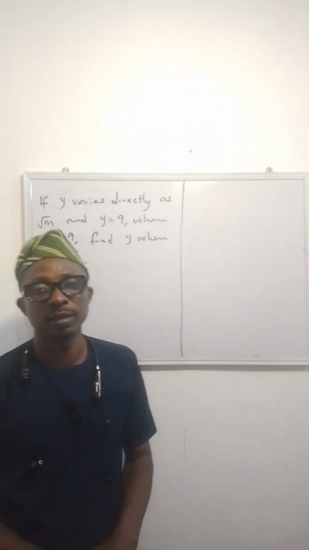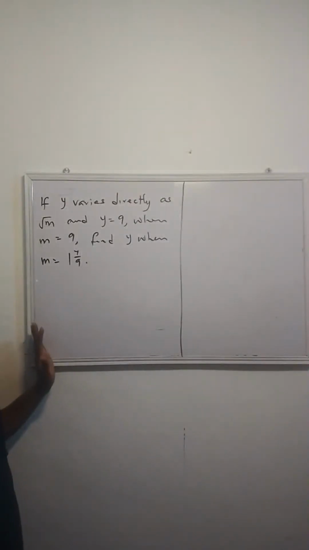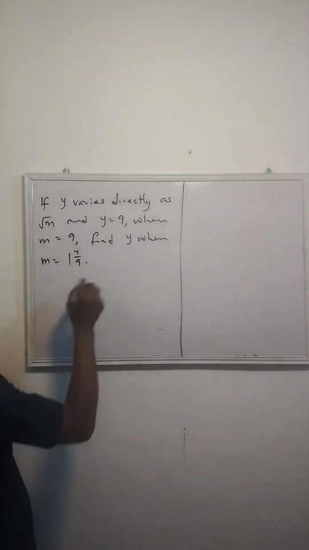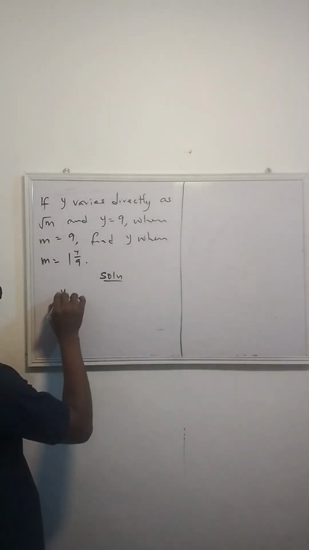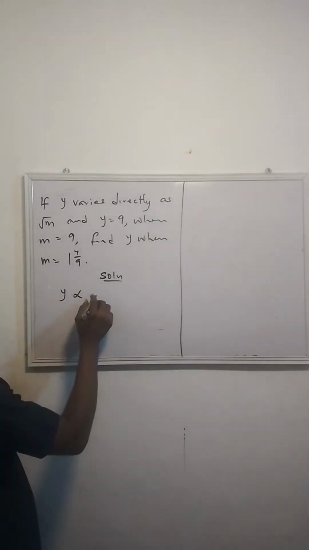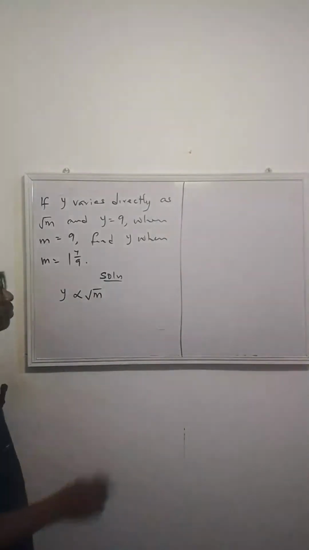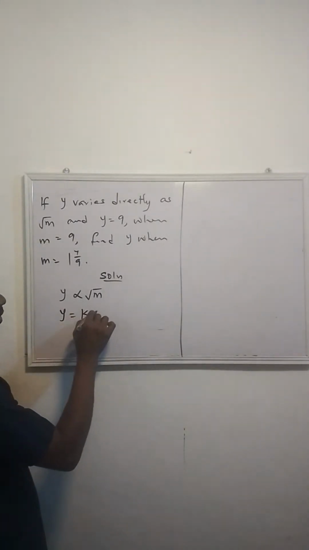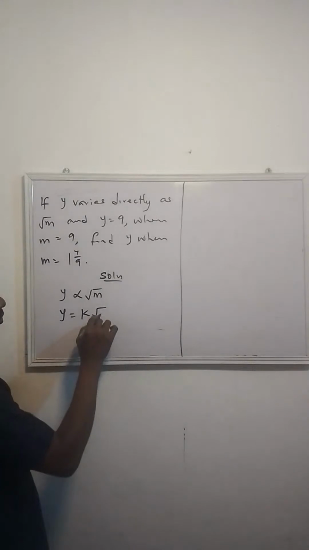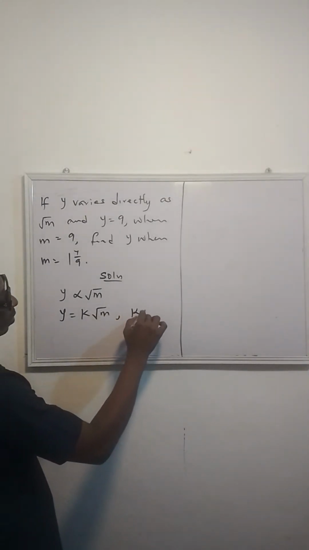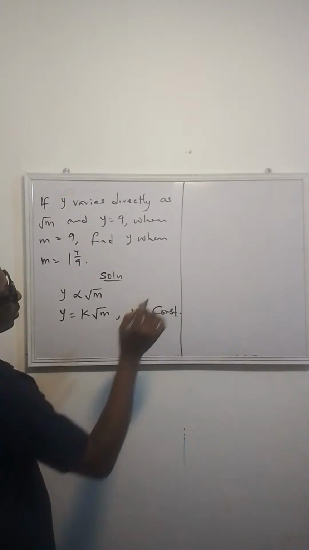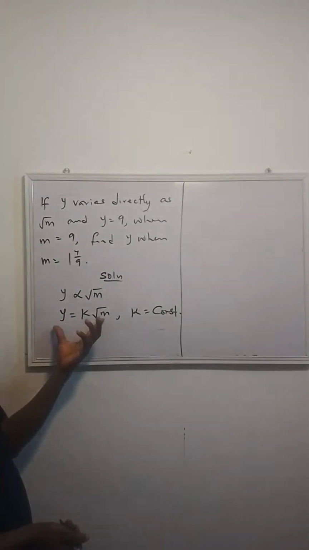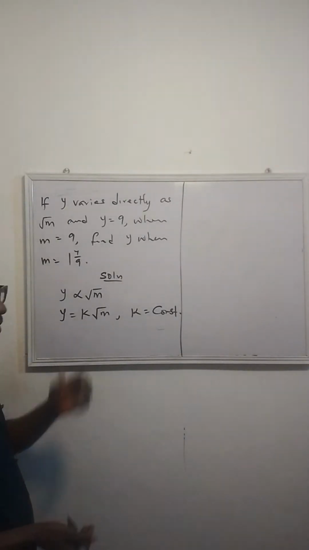All right, so let's see, how do we solve this problem? Now this looks very simple, and as you can see, it's simple. Now y varies directly as the square root of m, so y equals k square root of m, where k is a constant. The next thing is to plug in these values to get our proportionality constant.